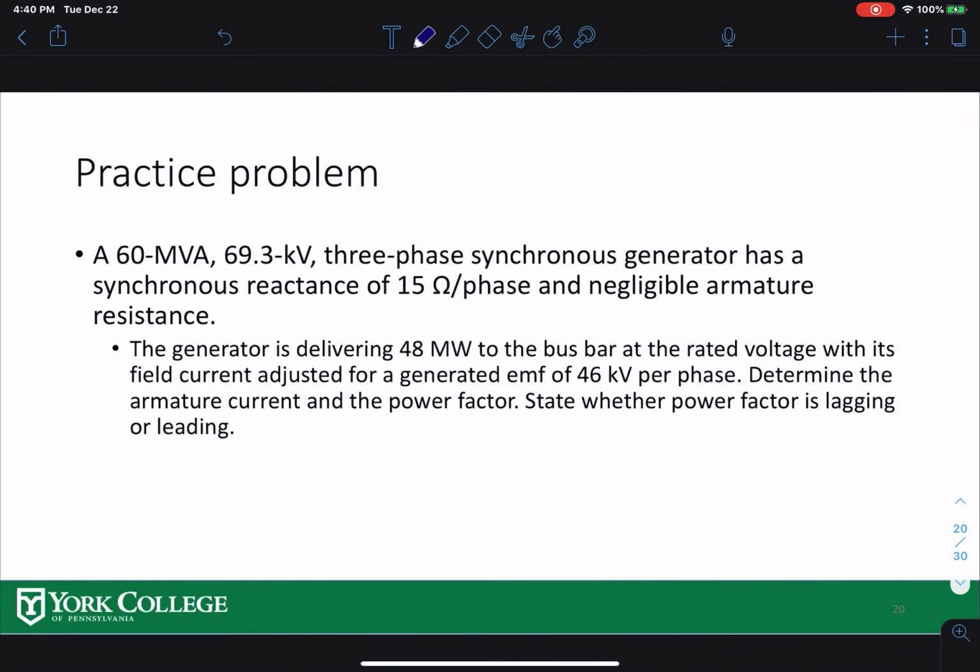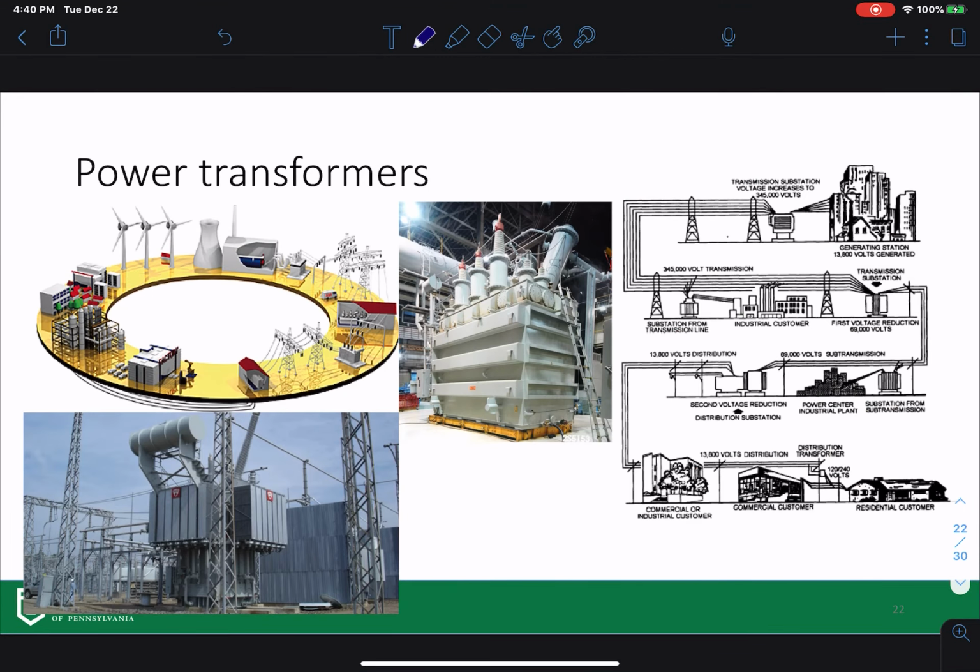We're going to do this problem in the class. All right, that's all for this. Next, we're going to talk about the transformer.